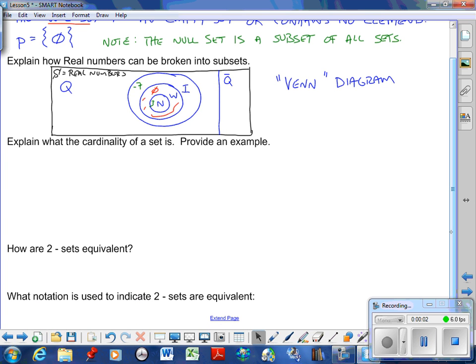All right, so moving on our merry little way here. Explain what the cardinality of a set is.